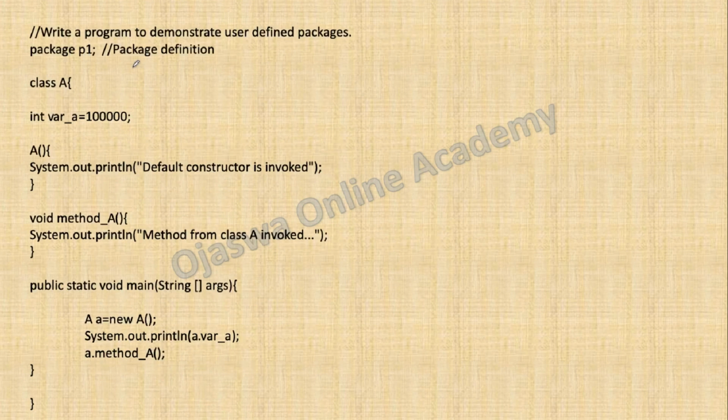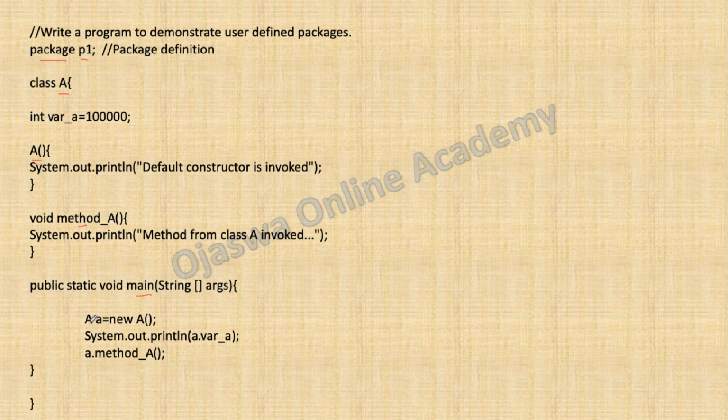Let us create a user-defined package. Write a program to demonstrate a user-defined package. Now the very first statement is the package definition. Package keyword, and my package name is p1, followed by a semicolon. This means that when you compile your program, class A will be placed inside package p1. A package is like a folder on your computer system. We have defined class A. We have defined one variable. The name of the variable is var_a and we have assigned a value to it. We have a default constructor. We have a method named method_a and we have the main method in the same class.